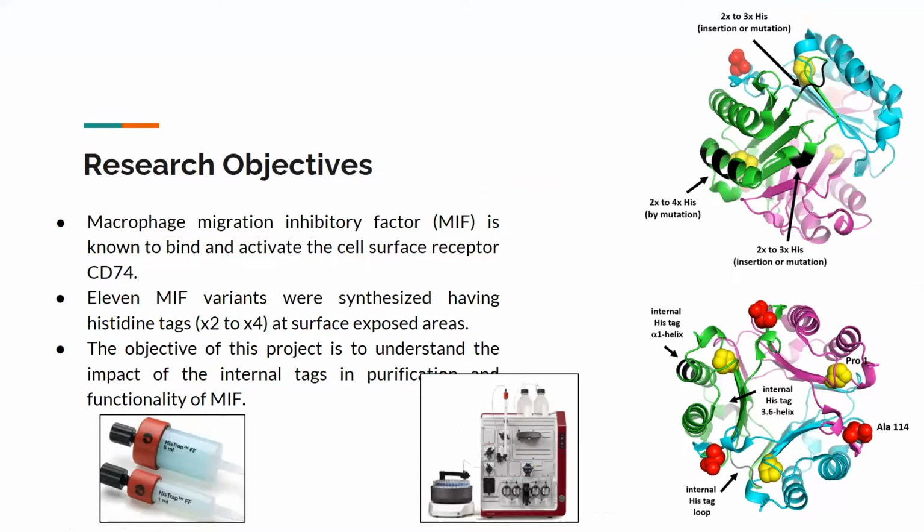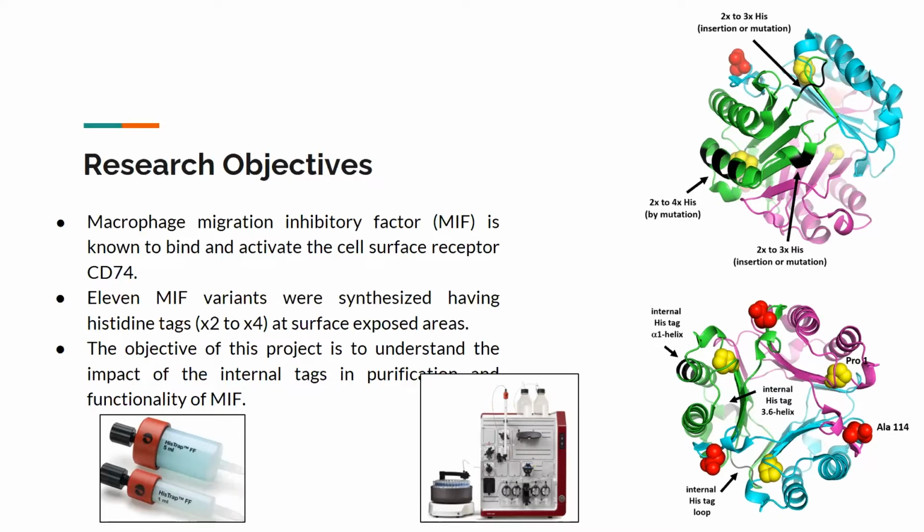And so the research objectives for my project. Macrophage migration inhibitory factor, or MIF, as I'll call it from here on, is known to bind and activate the cell surface receptor CD74. And MIF is also a cytokine, which means that it kind of mediates reactions in between cells and different cell types. So what we did was we took 11 MIF variants that were made with histidine tags.